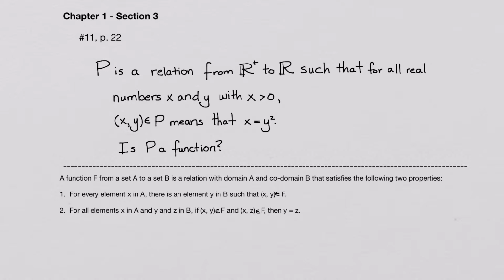The definition of function from your textbook, on page 17, says that a function f from a set A to a set B is a relation, so p is a relation, we've got that, with domain A. So I will write down here at the bottom that our domain is the set of positive real numbers, and the codomain is the set of real numbers.